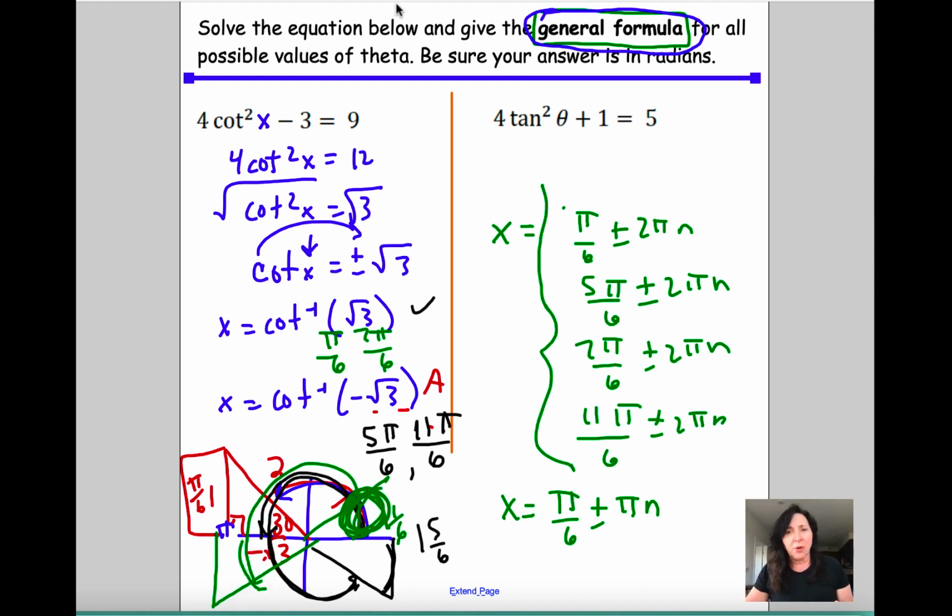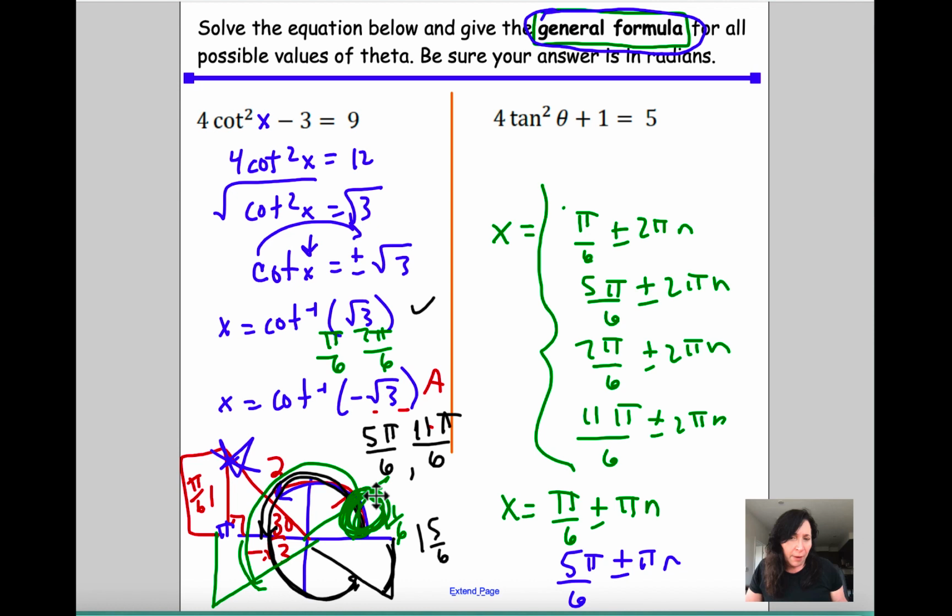The other one that I would use is this one right here, 5 pi over 6. The other one was what? 7 pi over 6, sorry. And so I could also write 5 pi over 6 plus or minus pi n. So think about that. That would get me here.